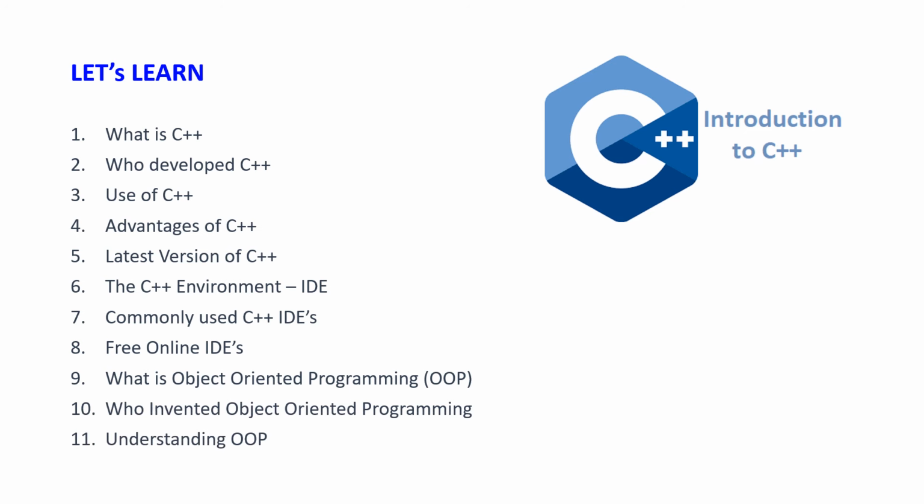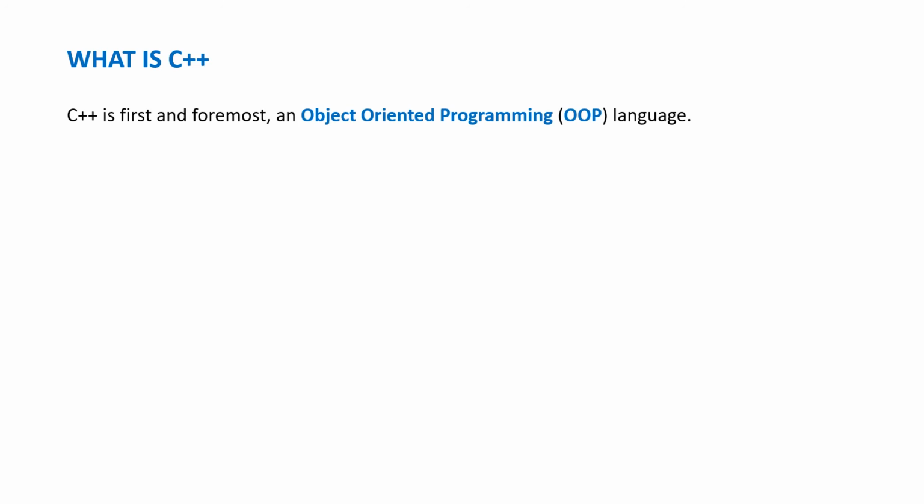The first question that comes to your mind could be, what exactly is C++? Isn't it? Let's simply answer that question. C++ is first and foremost an object-oriented programming language. Remember that object-oriented programming is most often mentioned as OOP.